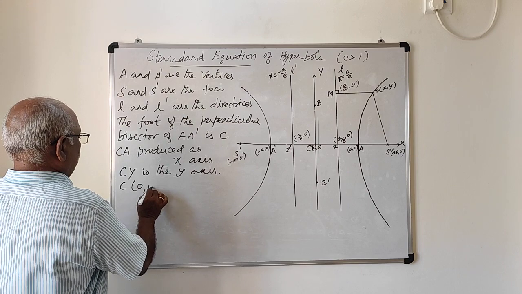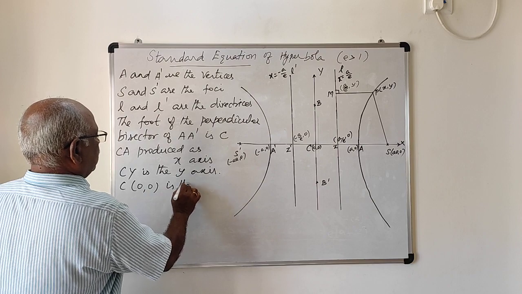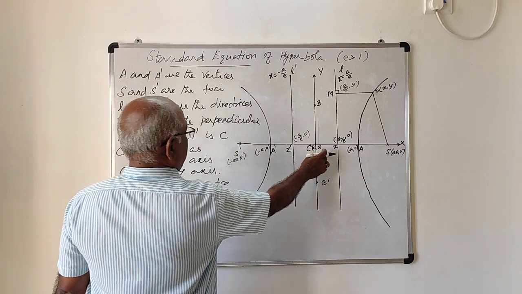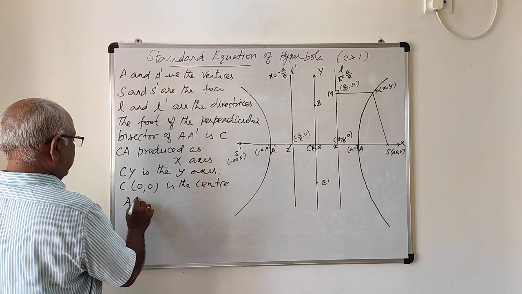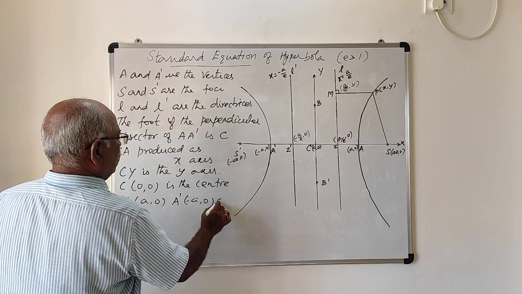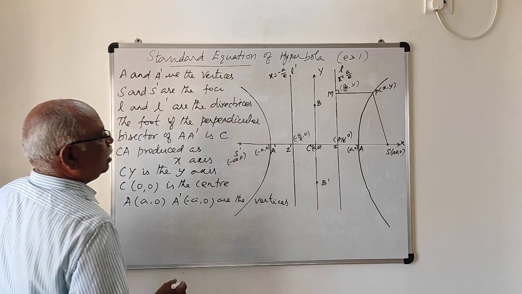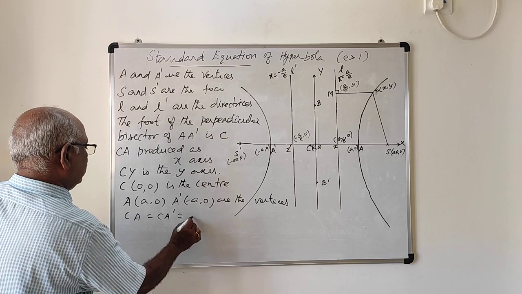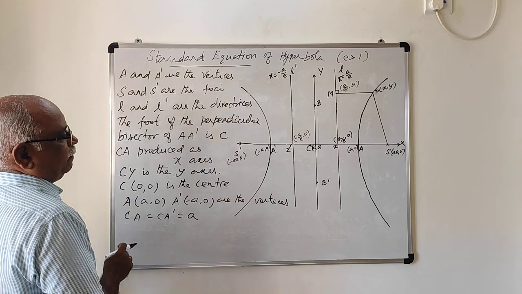C, the origin (0, 0), is the center of the hyperbola. A (a, 0) and A dash (minus a, 0) are the vertices of the hyperbola. So the distance CA equals CA dash equals a.